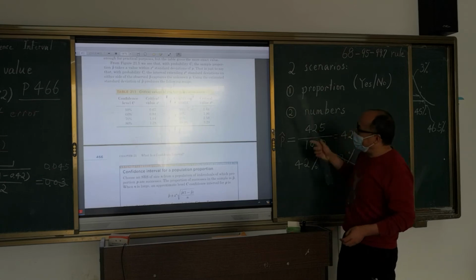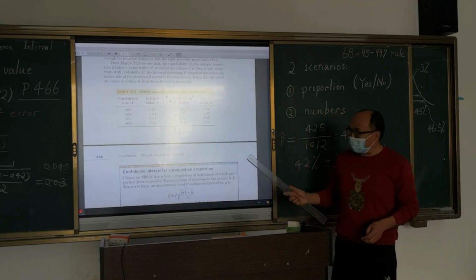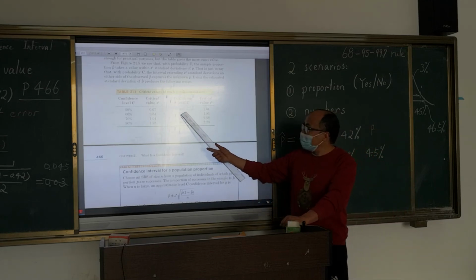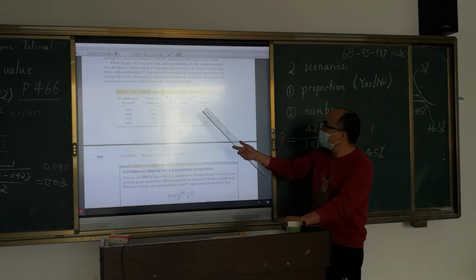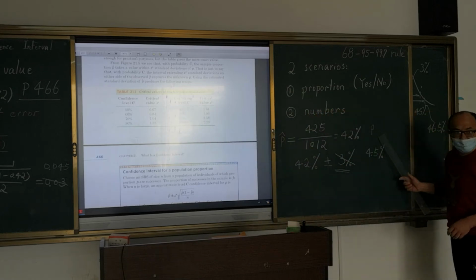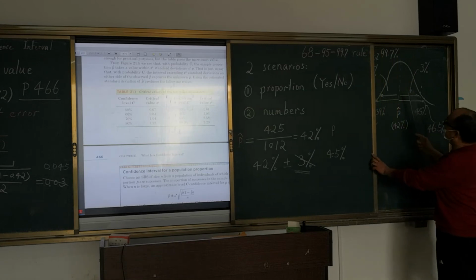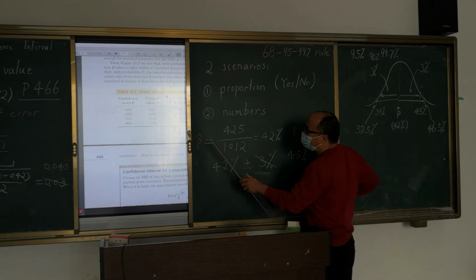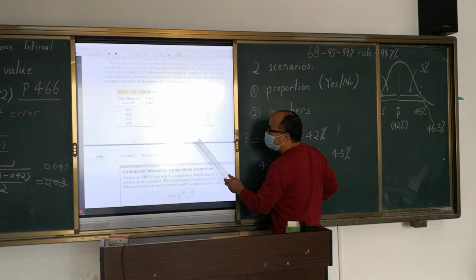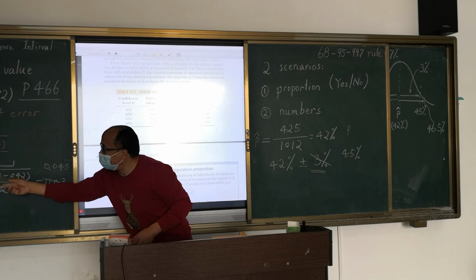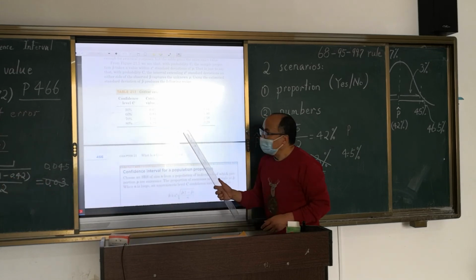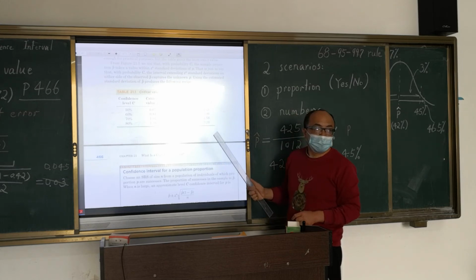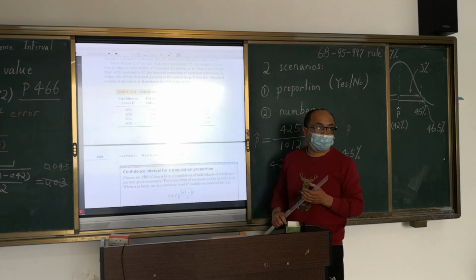Oh, the 98. So if your boss wants 90% confidence in this question, which value should you use? Which value, the critical value Z? 1.64.